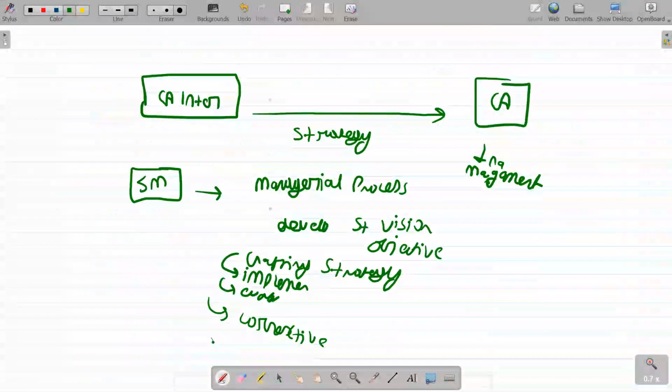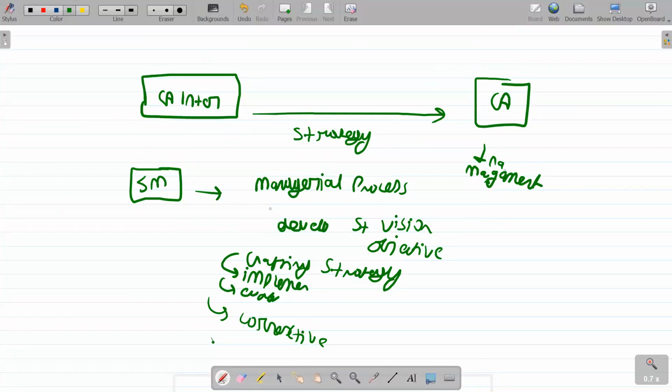Okay. Once again, I am repeating this. You are in CA intermediate. Your goal is to become a chartered accountant. Who is management here? You yourself are the management in this example. So what you have to do? You have to prepare a strategy. You have already prepared a strategy. So what is strategic management?